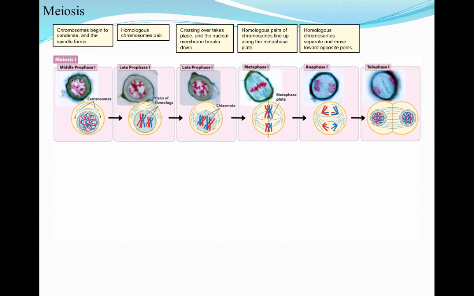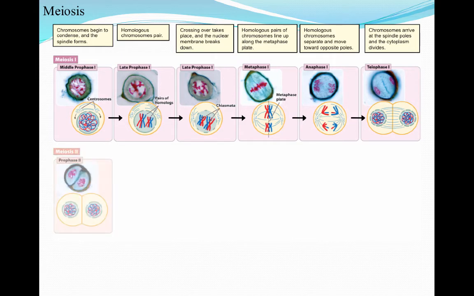And finally, that leads us to telophase 1, where chromosomes are going to arrive at the spindle poles, and the cytoplasm is going to divide. That DNA is going to relax again into a big web. And we have two new cells that have one copy of each piece of DNA. All right, so that leads us into the second major step of meiosis, which is meiosis 2. And we begin meiosis 2 with prophase, where the chromosomes are going to recondense.